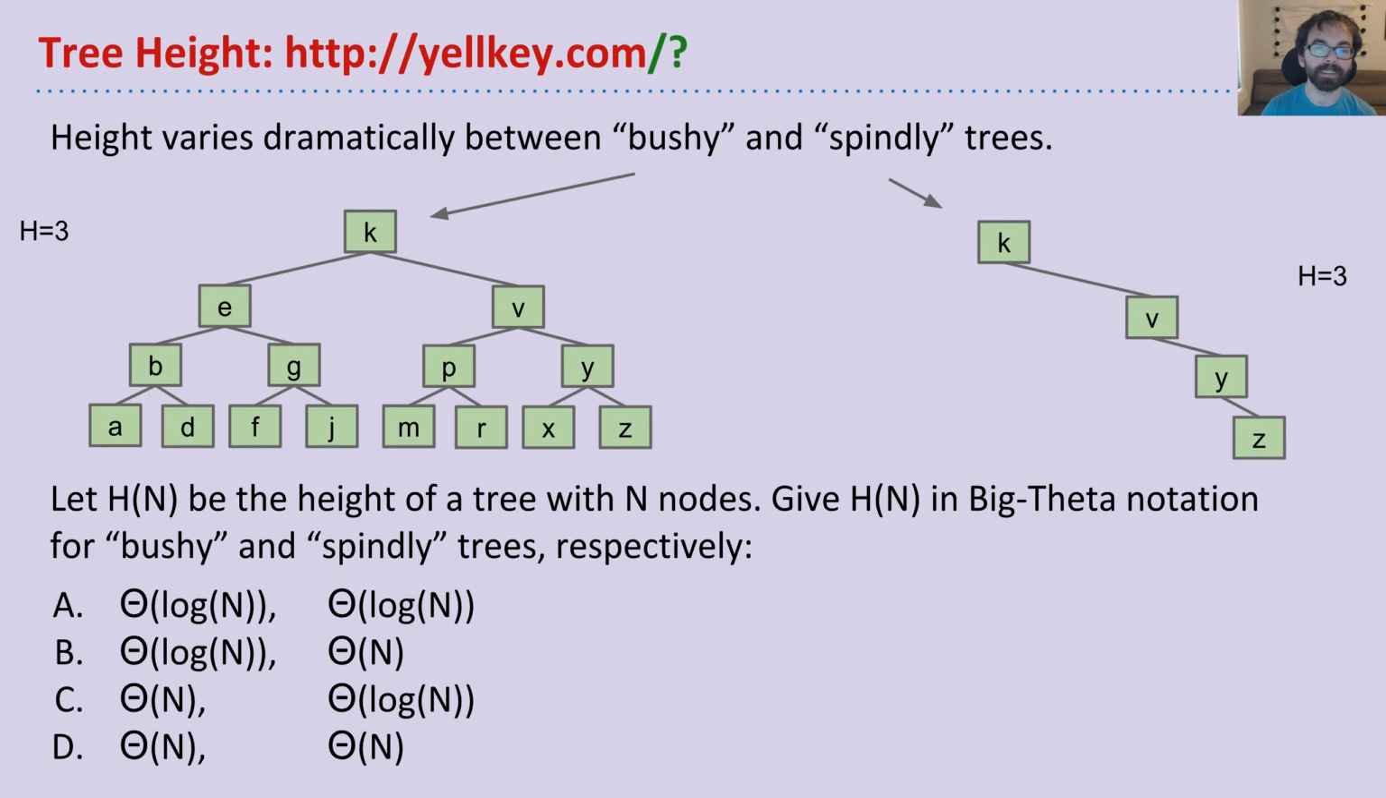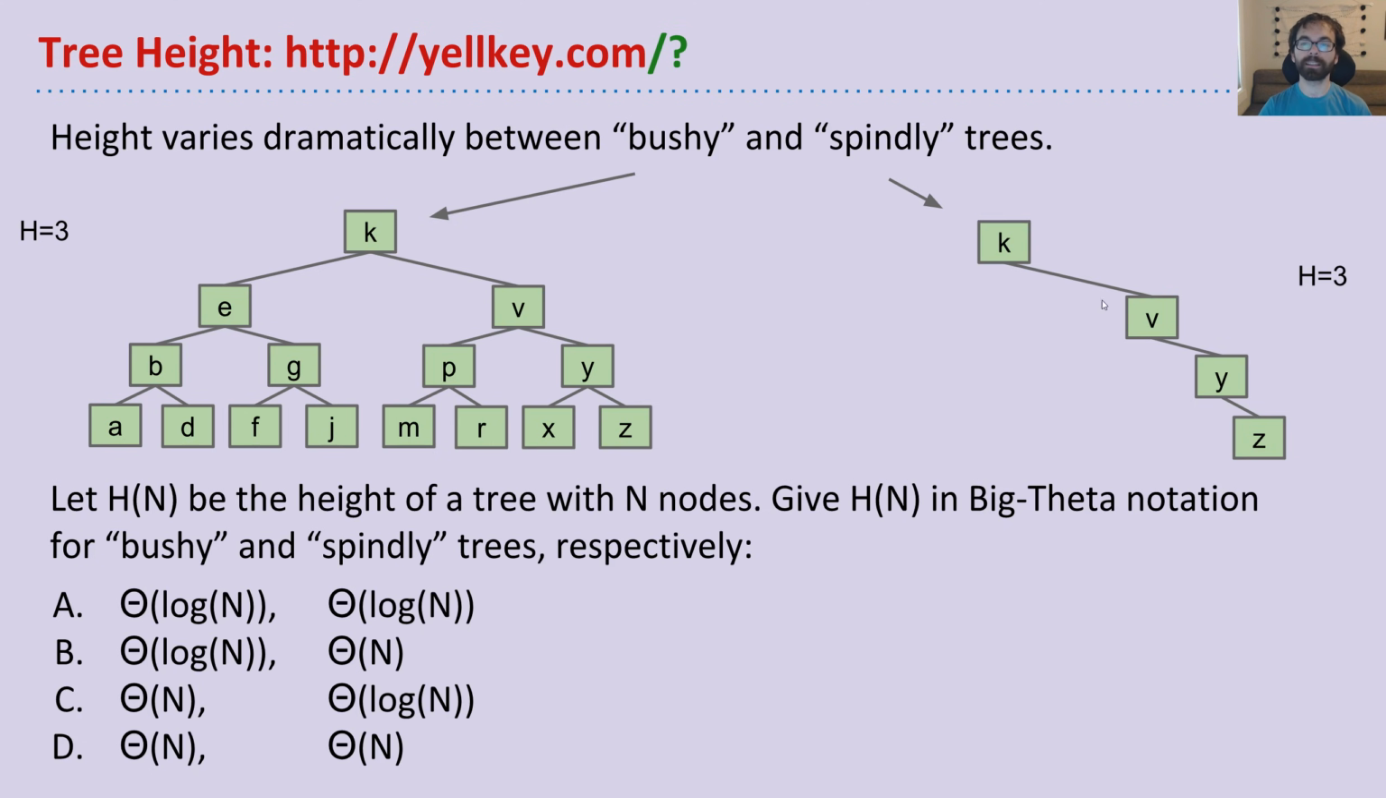What I'd like you to do is think about the nice bushy tree we described versus a spindly tree, and tell me, in terms of n, the number of nodes, what is the height? I've given you an example here. This is a tree with 15 nodes and height 3, and another tree that has 4 nodes and is also height 3. Try to answer this question in big theta notation, and then we will proceed.